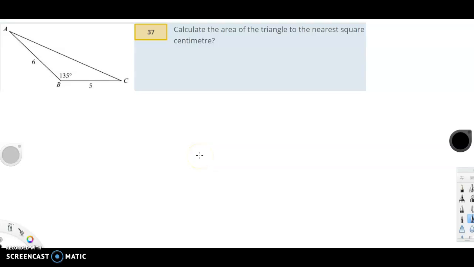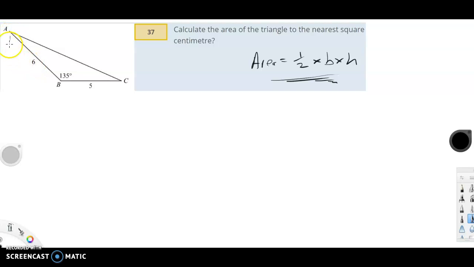Calculate the area of the triangle to the nearest square centimetre. Now, sometimes for calculating the area of the triangle, you would use area equals a half multiplied by the base multiplied by the height. That only works for perpendicular. In other words, when there's 90 degrees, because the height here isn't 6.